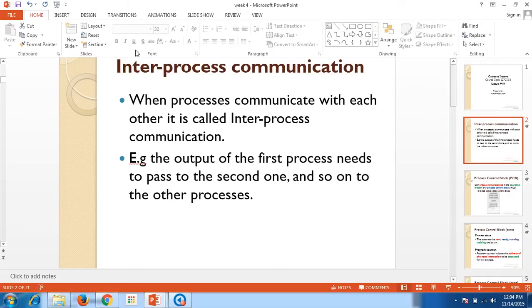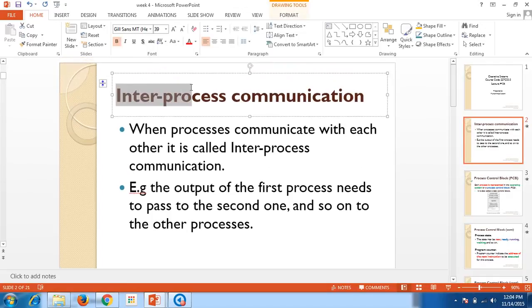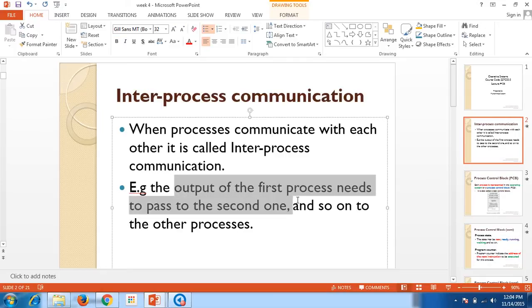So here the new thing: what is inter-process communication? As its name shows, there is a communication between processes. When processes communicate with each other, it is called inter-process communication. And why do we need this communication? For example, the output of the first process may need to be passed to the second one and so on to the other processes. So maybe one process is depending on the other process. That's why there may be communication between the 2 processes.